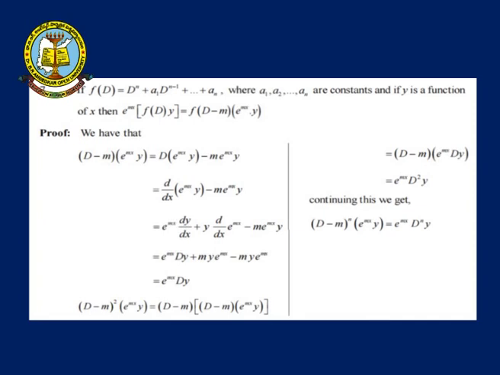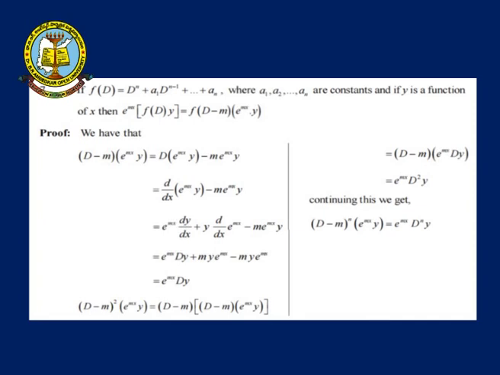So here first we prove the right side term. I will take f of D minus m into e to the power of mx into y. It is the differentiation of e to the power of mx into y, so separating the terms, the derivative of the first term we have and the second term as it is. So if we apply the derivative operation, e to the power of mx into Dy. Similarly it is D minus m whole square e to the power of mx into y, that is D minus m into D minus m into e to the power of mx into y.